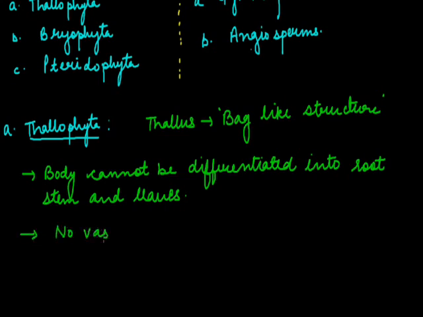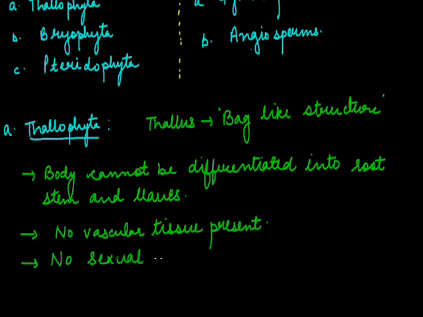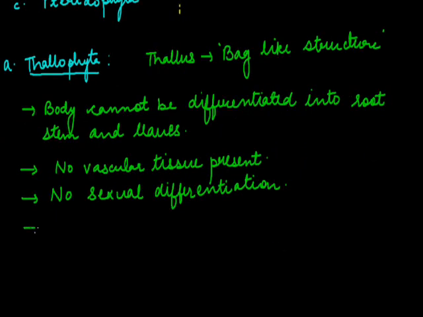No vascular tissue is present. No sexual differentiation. They are autotrophic and they are found mostly near moist areas.